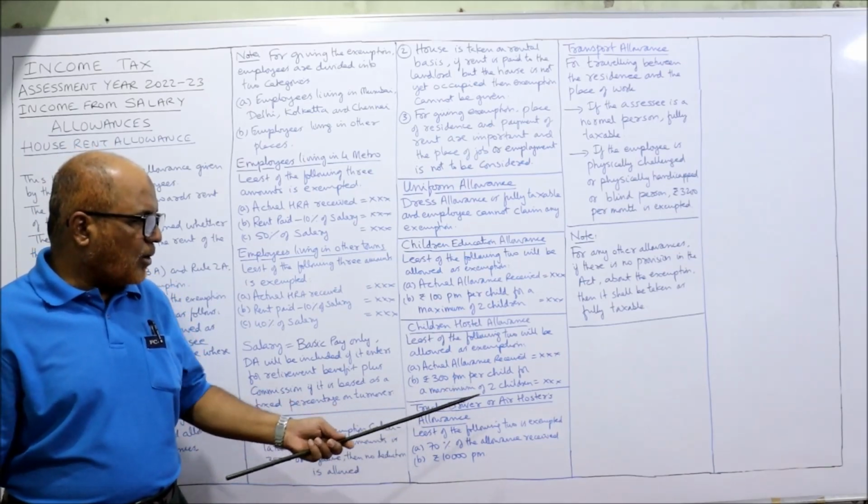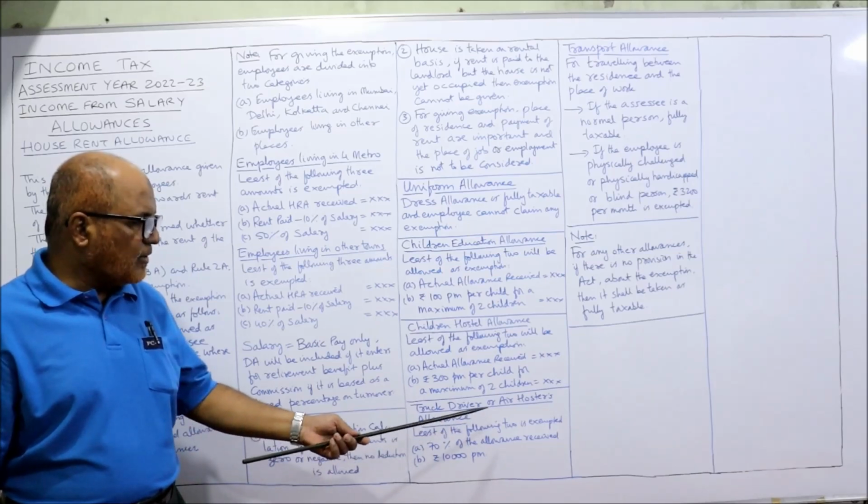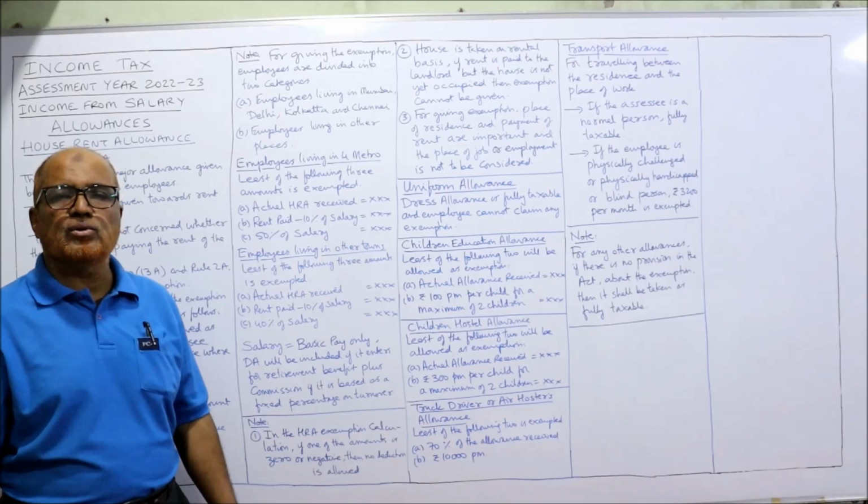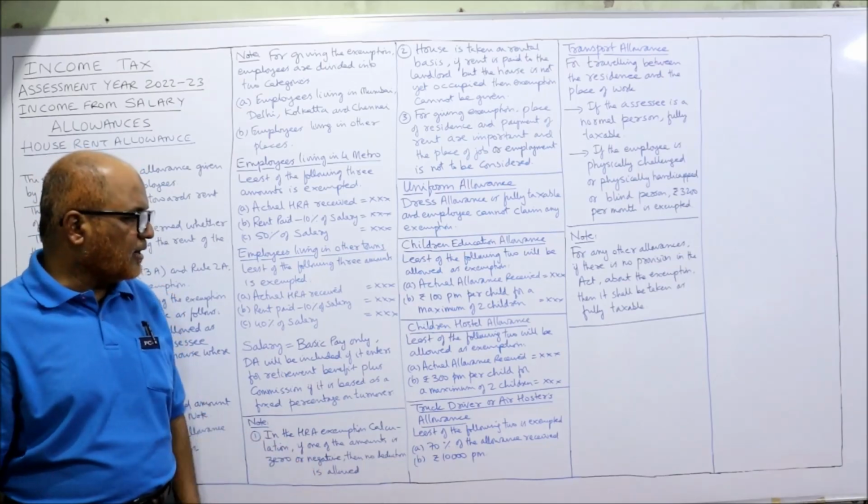Now, truck driver or air hostess allowance, the least of the following two is exempted: 70% of the allowance received or rupees 10,000 per month. This is for truck drivers.